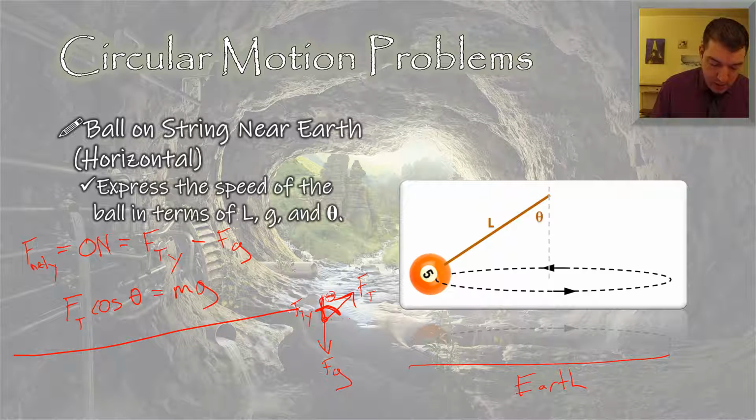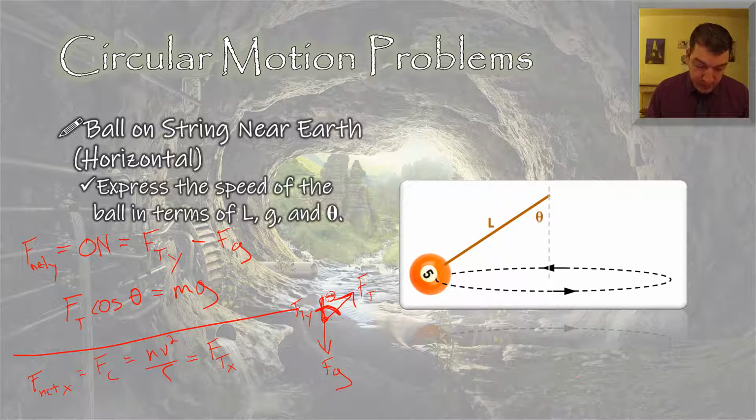When we start looking at the x direction, F net in the x direction has to equal the centripetal force, because we're going in a circle horizontally, which has to equal mv squared over r, and Ft in the x direction is the only horizontal force, or Ftx. Now, Fty was Ft cosine theta, then Ftx must be Ft sine theta. Using the horizontal forces, mv squared over r is equal to Ft sine theta.